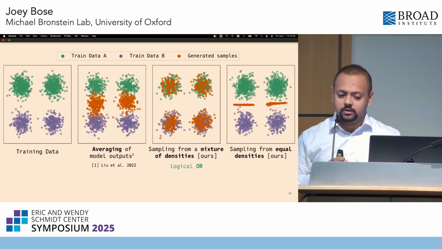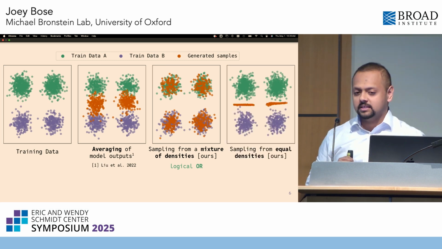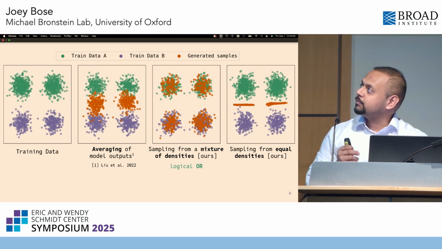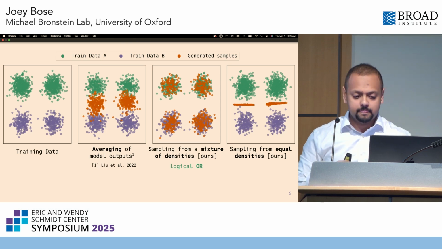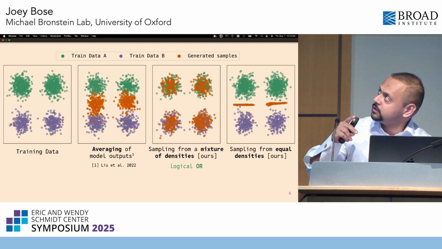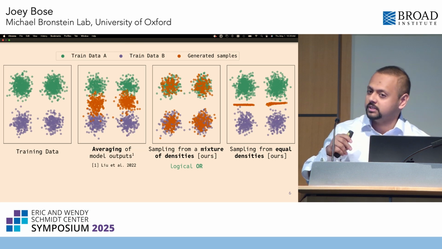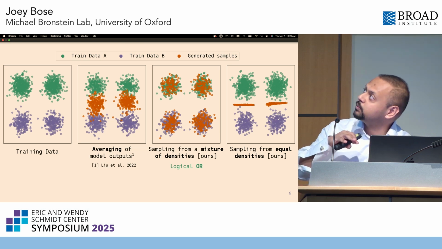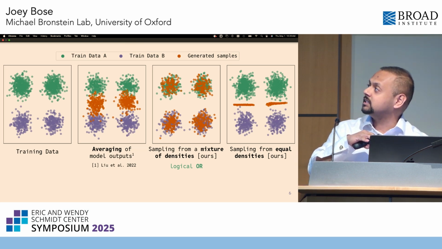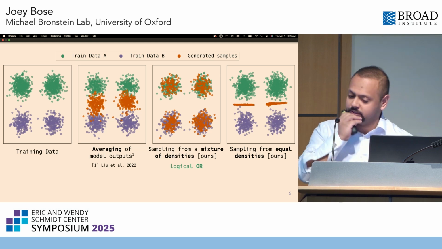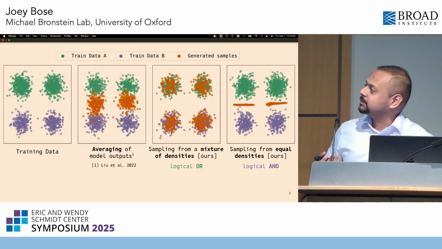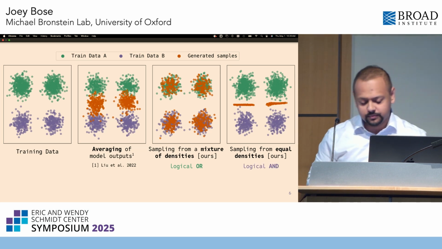Alternatively, what you could do is you can also sample from equal densities. That is to say, generating samples that have equal densities under each model. Now, in this case, the different models over here, green and purple, don't have any shared overlap. So an equal density region would be a low density region, rather. So this is kind of similar to saying this is a logical AND operation.